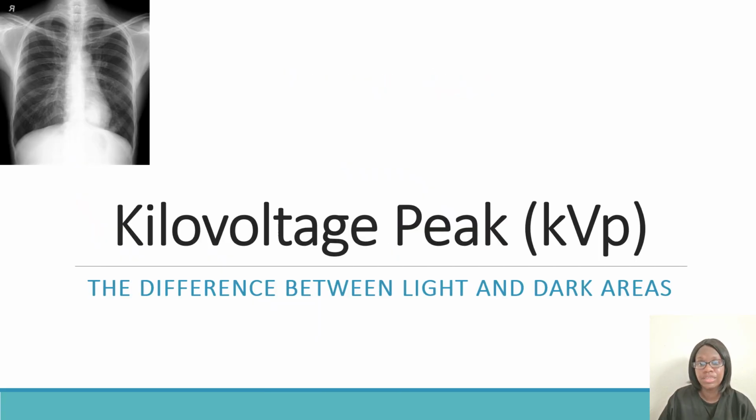Now we have our kilovoltage peak, which is your kVp. This is the difference between light and dark areas. So when you think of kVp, just think of darker areas. Whenever you think of mAs, just think of a brighter image, brighter areas.